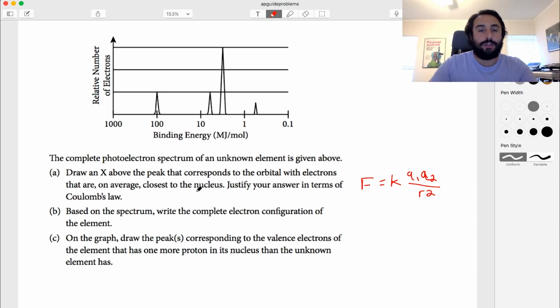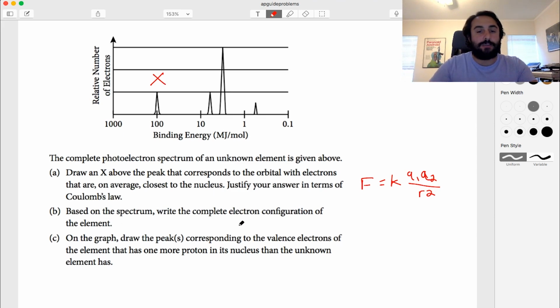So the closest to the nucleus will have the greatest binding energy. And so we can see binding energy right here. It's biggest to the left. So it starts very big and then gets very small. And so the closest to the nucleus is going to have the largest binding energy. So it's the leftmost peak. So we're going to put an X right there. Okay, so closest to the nucleus, we know that has the largest binding energy, so leftmost peak.